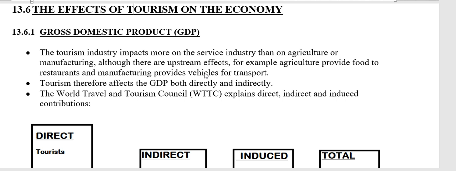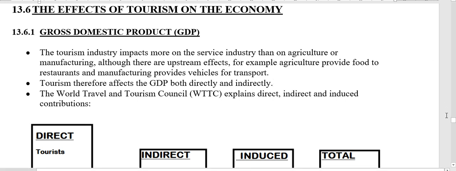All right. Although I did say just now that agriculture does provide food to the restaurants, and the manufacturing industry provides vehicles that are used for transport. The manufacturing industry manufactures the suitcases that are bought by the tourists. There are upstream effects. It does impact on the secondary and the primary sectors as well, but the biggest impact will be on the tertiary sector. Okay, so we say basically that tourism will affect the GDP both directly and indirectly.